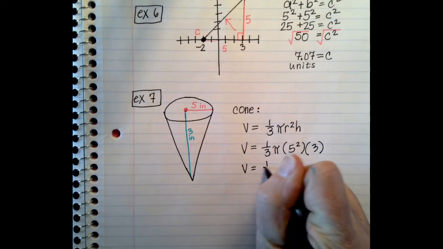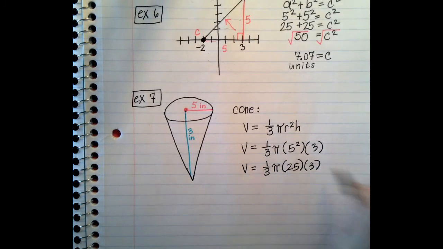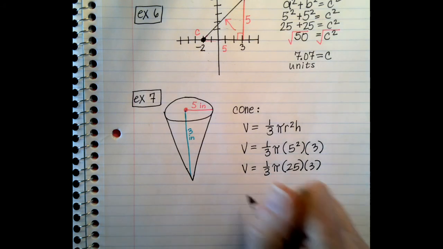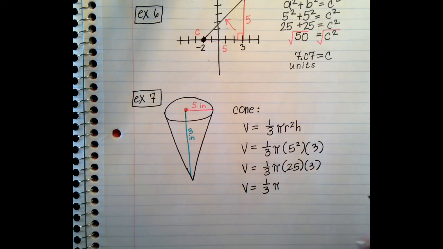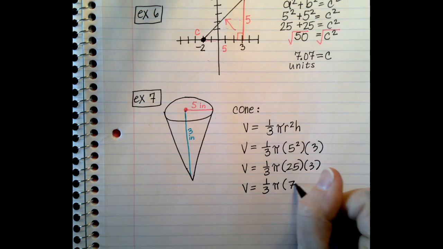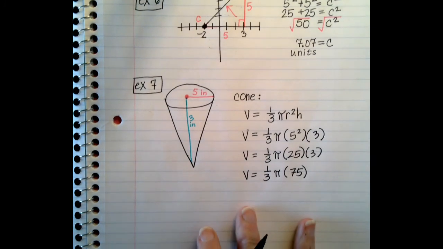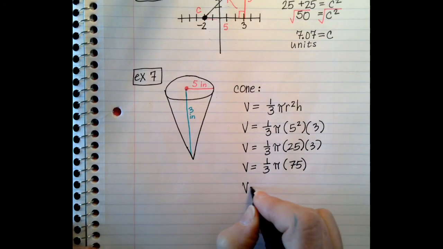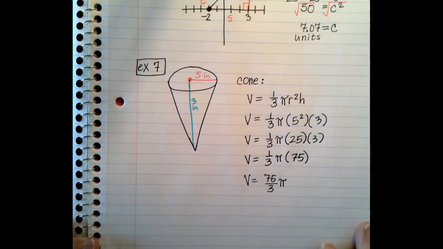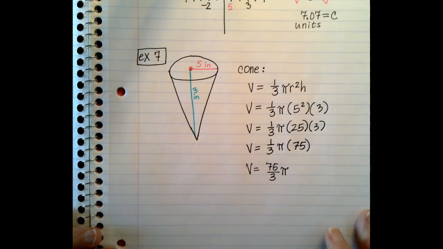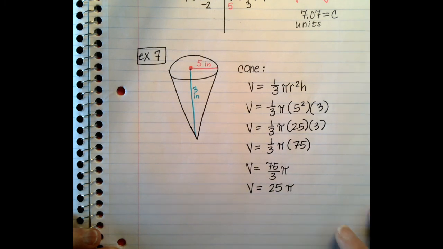Step 2, let's deal with those exponents. 5 squared is 25. Just like PEMDAS tells me, my next move is I'm going to multiply 25 times 3. That's going to give me 75. How do I deal with that 1/3 out in front? Basically, what you're going to do is you're going to divide the 75 by 3. Notice I haven't done a thing with that pi yet. 75 divided by 3, I'm back to 25 pi.